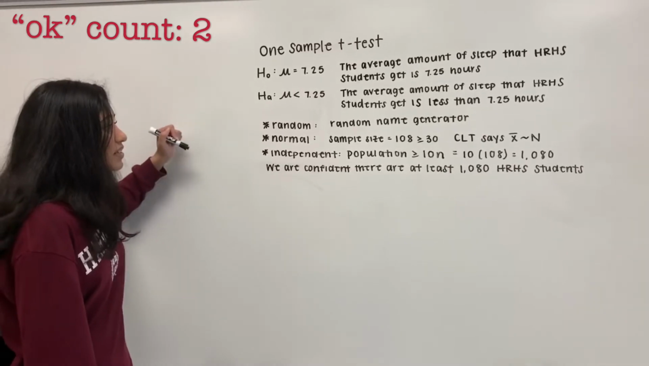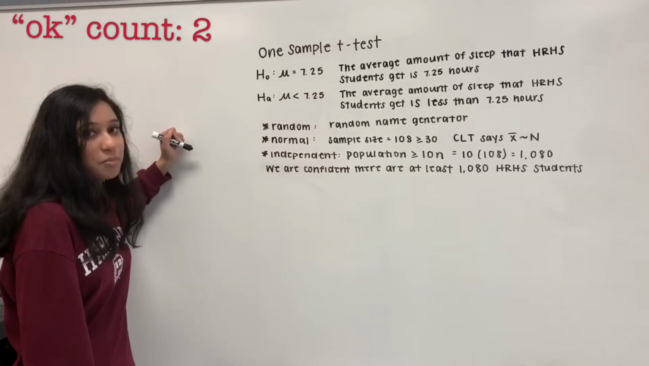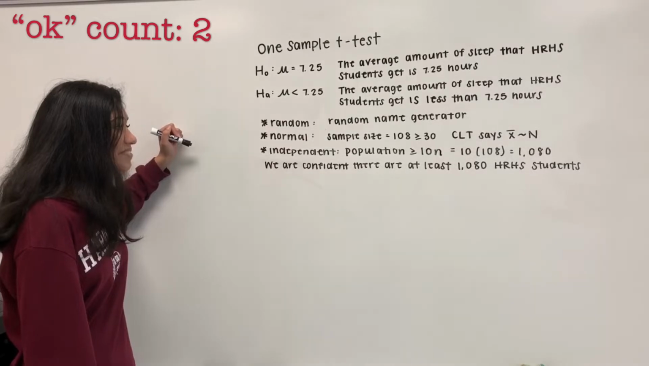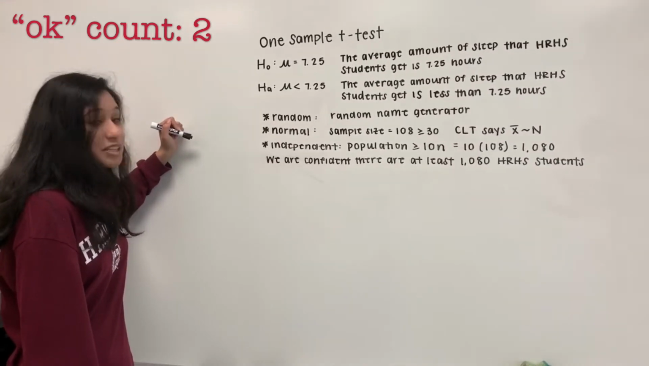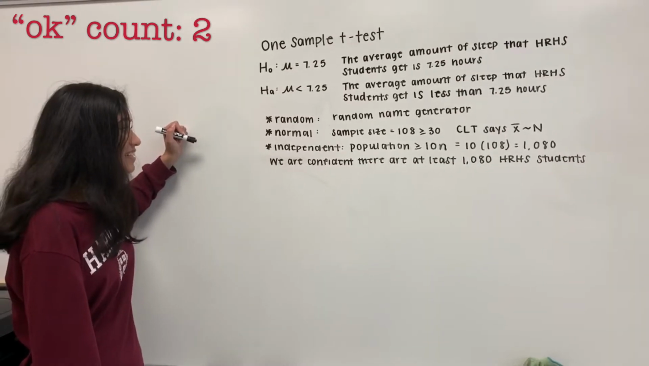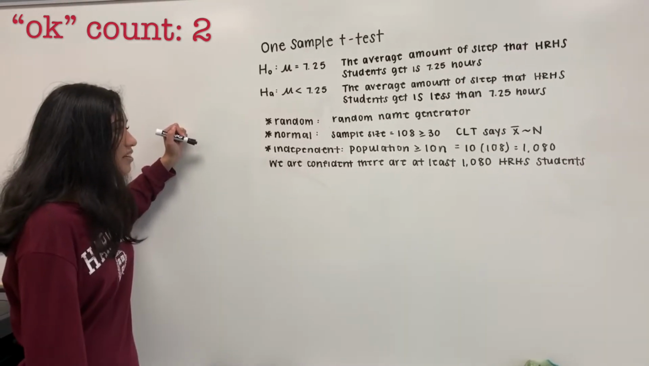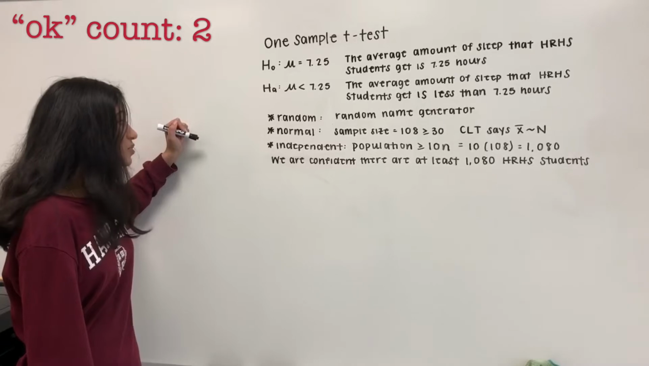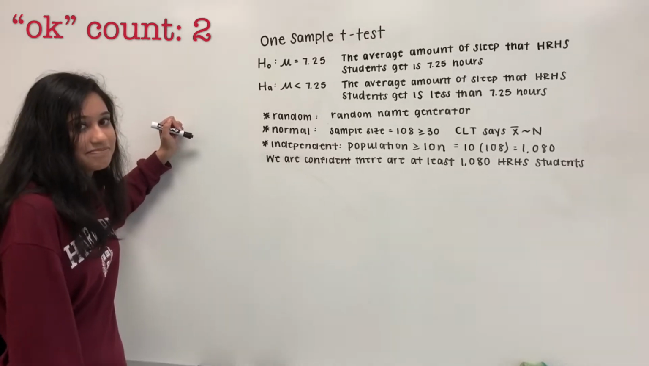And then independent, the condition is that the population needs to be greater than 10 times the sample size. So our sample size is 108, so 10 times 108 is 1,080. And we're confident that there are at least 1,080 HRHS students because there's 1,700.